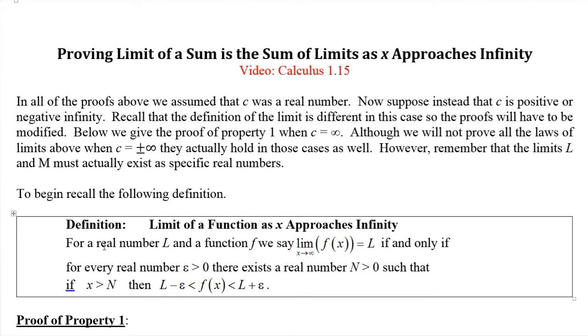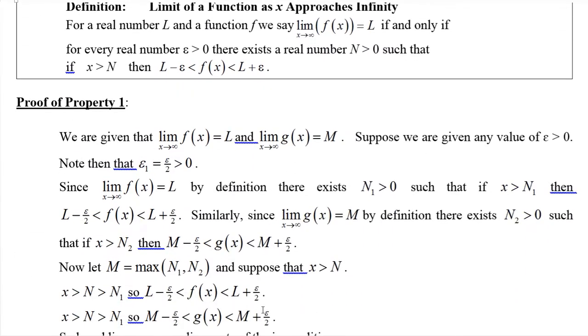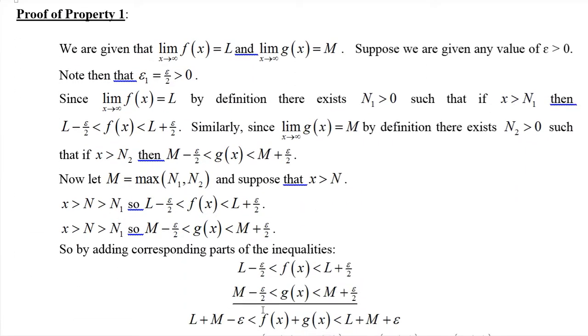So remember this definition: for a real number L and a function f, we say the limit as x goes to infinity of f of x is the limit L if and only if for every real number epsilon there exists a real number n, this time not delta, but n greater than 0, such that if x is greater than n, then L minus epsilon is less than f of x, which is less than L plus epsilon. So here's the proof of property 1.